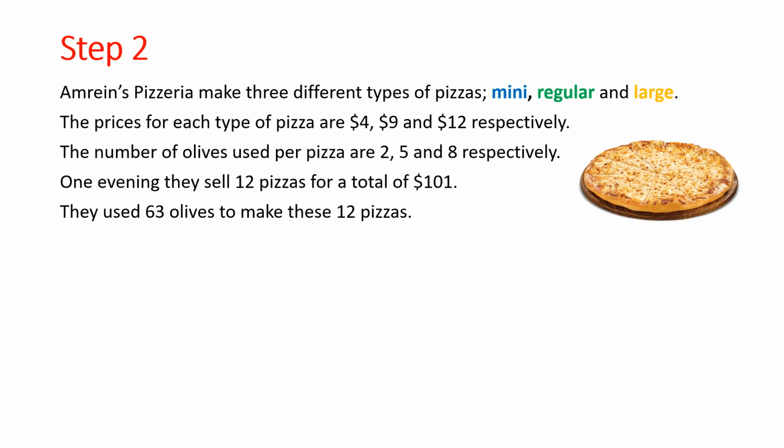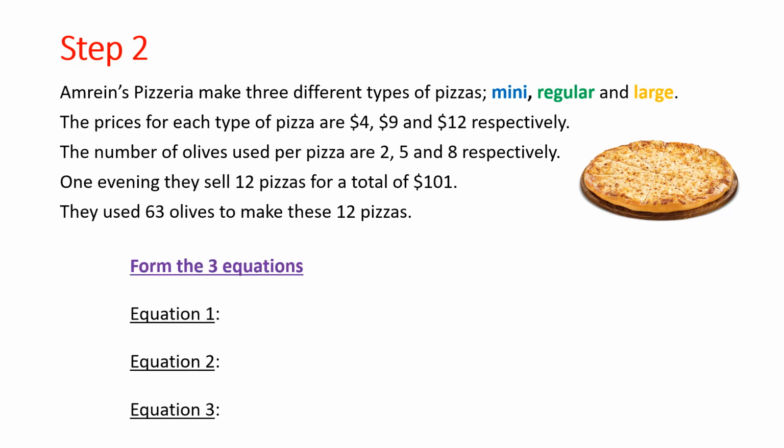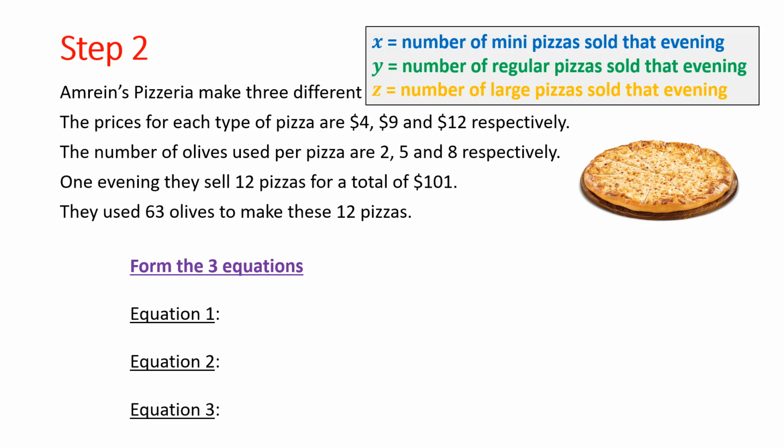Right, let's get into step 2, forming the 3 equations, the trickiest of the steps. Now let's put up here our variables once more just to remind us what x, y, and z are. The first equation, the hint is money, the second equation is olives, and the third equation, the hint is the number of pizzas. So let's get into equation 1.